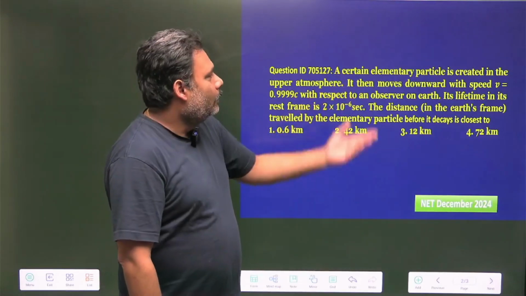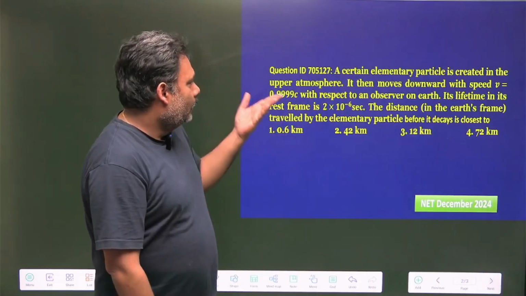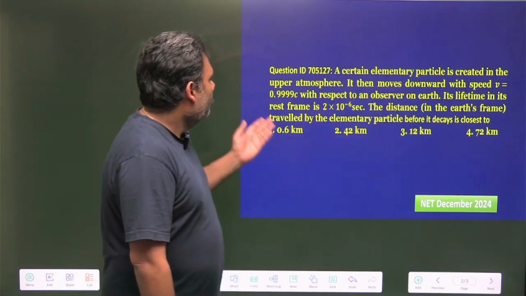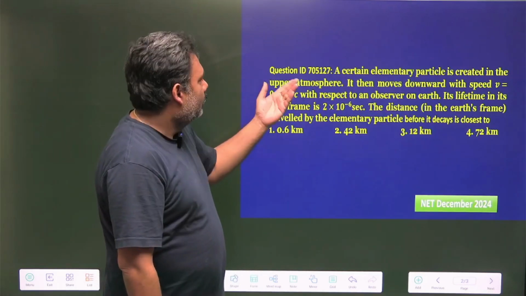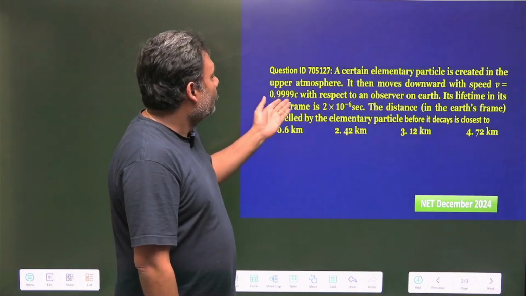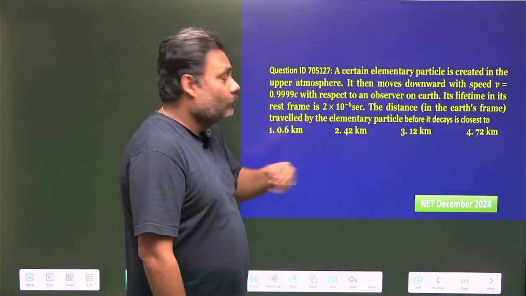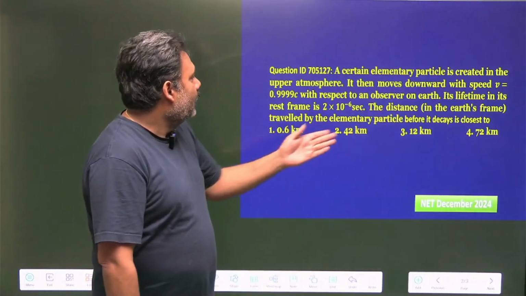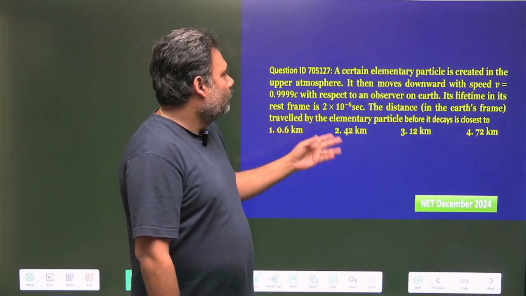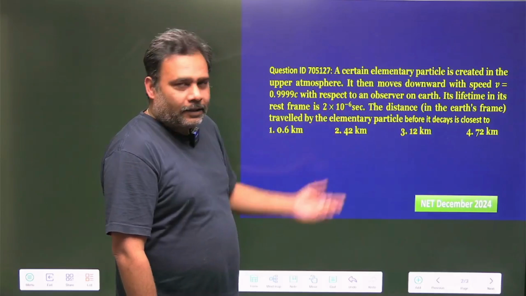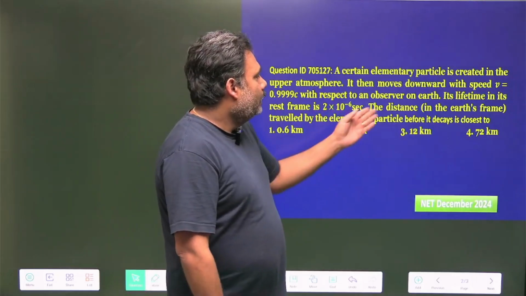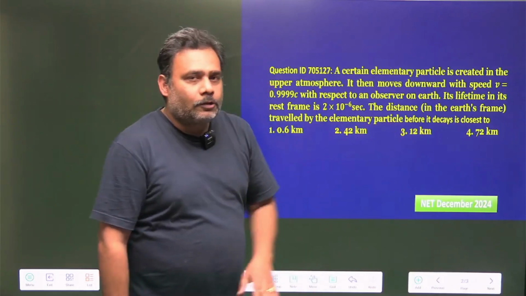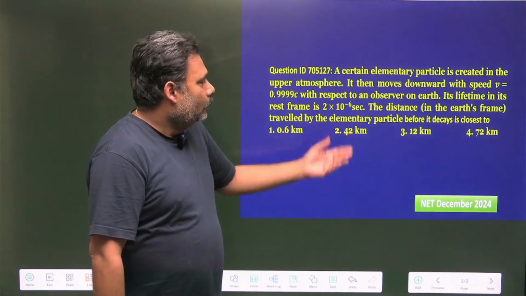A certain elementary particle is created in the upper atmosphere. It then moves downward with speed v equal to 0.99999 c, a very high speed with respect to an observer on Earth. Its lifetime in the rest frame is given as 2 times 10 to the power minus 6 seconds, that is in microseconds, and the distance traveled by the elementary particle before it decays is close to which of the following distances?